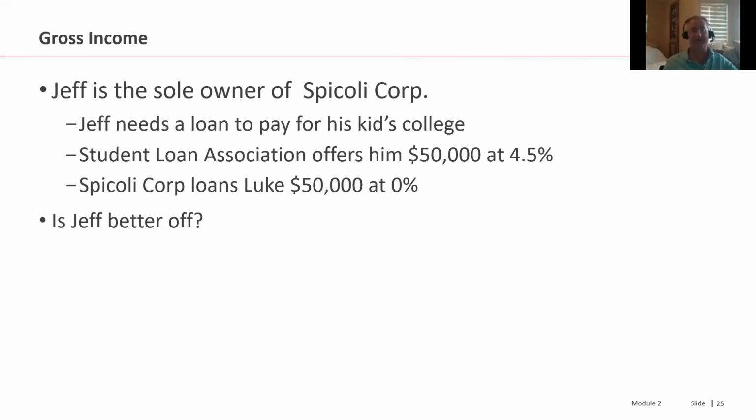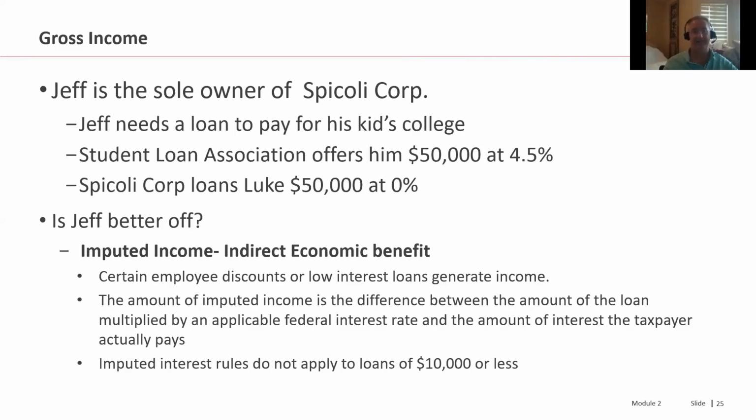But instead, Jeff says, wow, 4.5%. Well, since I'm the sole owner of Spicoli Corp, why don't you just have my corporation loan me $50,000? And since I'm in charge, why not make it at 0%? And so the question is, is Jeff better off, right? Has he received some form of economic income because he got a 0% loan when market rates were 4.5%?